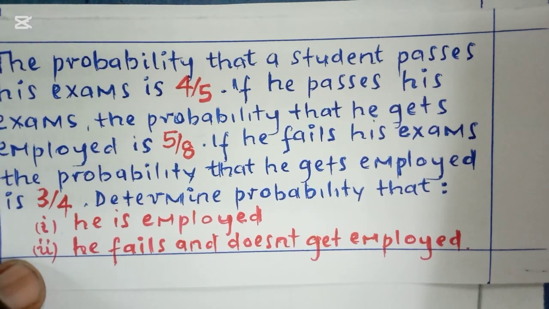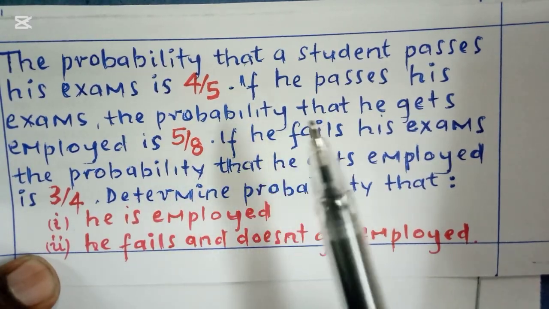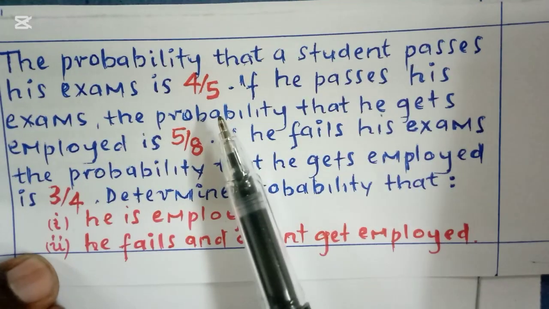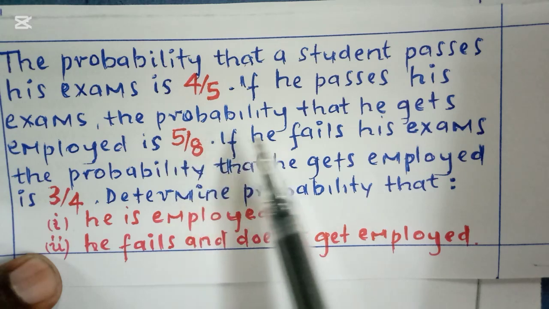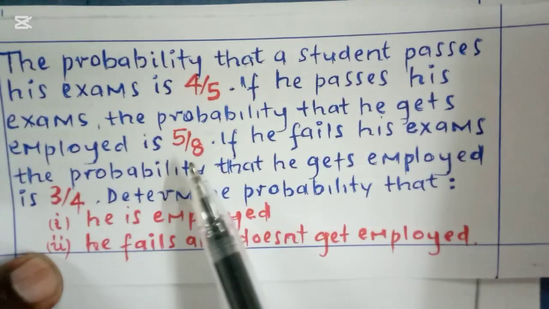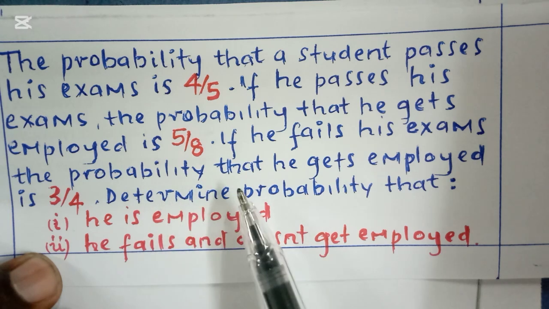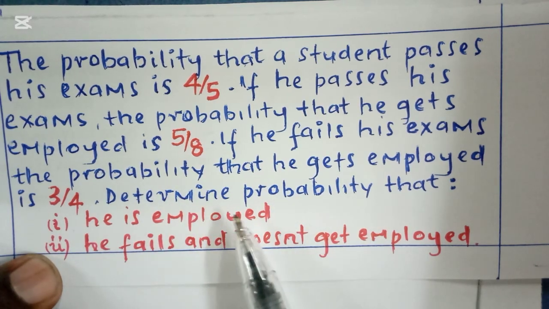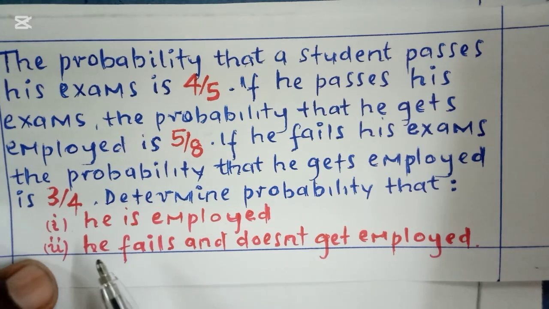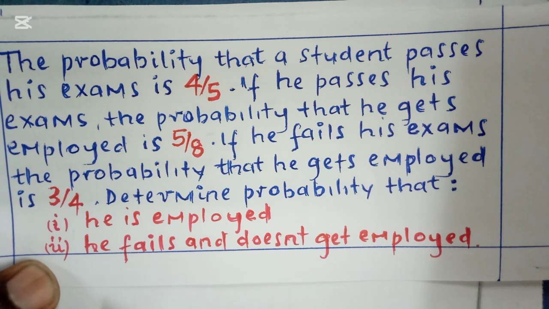Guys, let me just read the question. The probability that a student passes his exams is 4 over 5. If he passes exams, the probability that he gets employed is 5 over 8. If he fails his exams, the probability that he gets employed is 3 over 4. Determine the probability that, Roman 1, he is employed. Number 2, he fails and doesn't get employed.